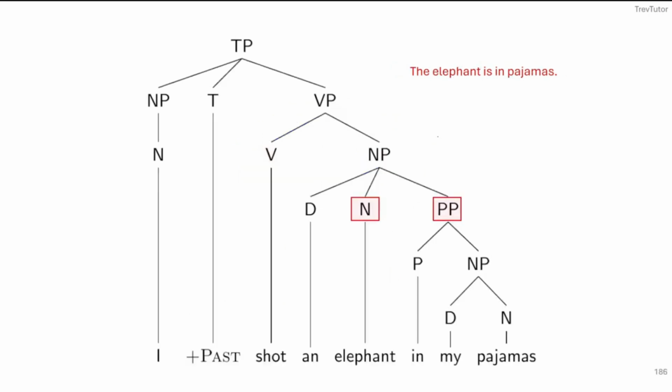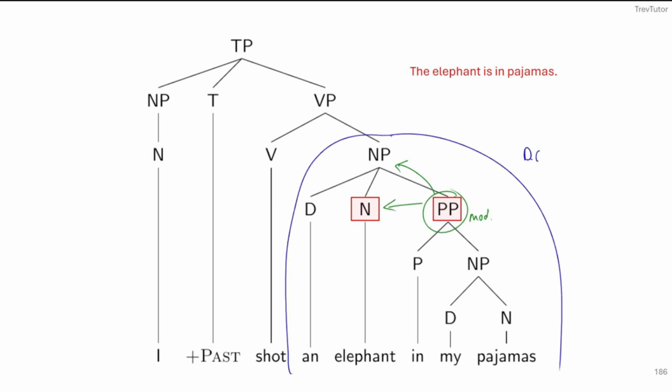Now, if I want to do "I shot an elephant," and the elephant is the one wearing pajamas, then this prepositional phrase is going to be under the NP because it's modifying the noun in this case. And when we think about the verb "shot," it is now shooting this entire noun phrase, which is the direct object. So the elephant is wearing pajamas, and that is the thing that I am shooting.